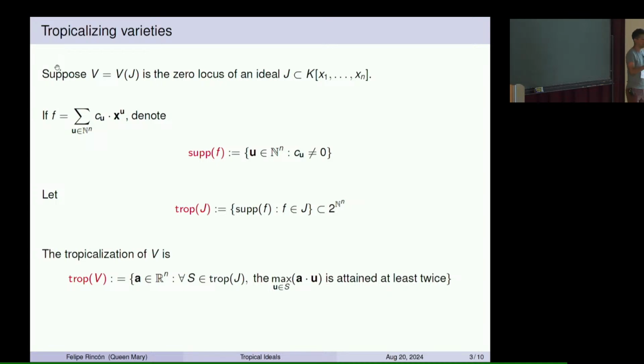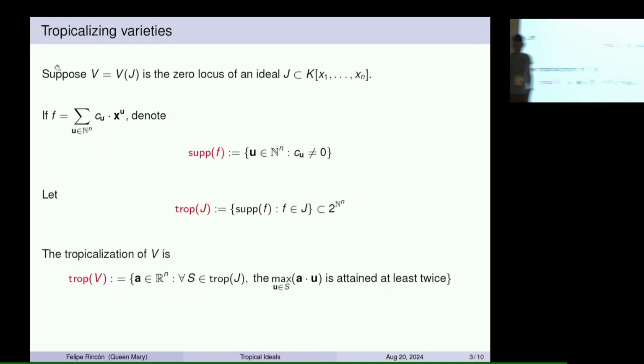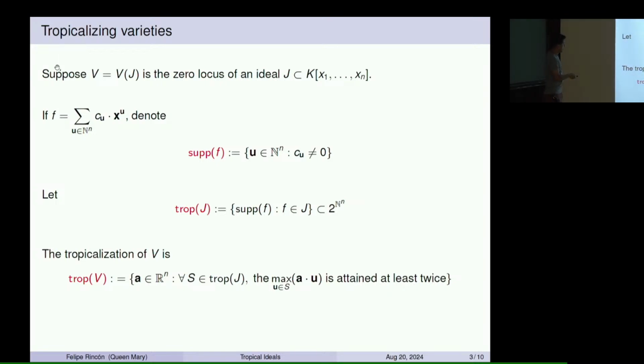So what we're going to do is, first, whenever you have a polynomial, coefficients times some monomial, and I'm using bold u to denote the vector of exponents in the monomial. First of all, I'm going to call the support of the polynomial the monomials that actually appear in the polynomial with a non-zero coefficient, okay? So it's just the set of lattice points that correspond to the monomials that you see in your polynomial. That's the support. And then I'm going to call the tropicalization of the ideal itself, the whole collection of polynomials, just the collection of supports of polynomials that are in your ideal J, okay?